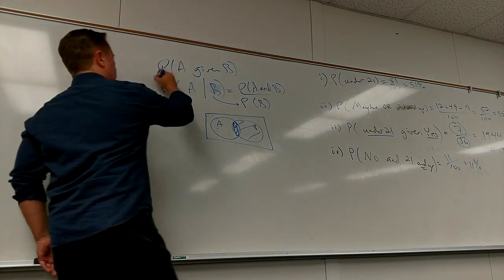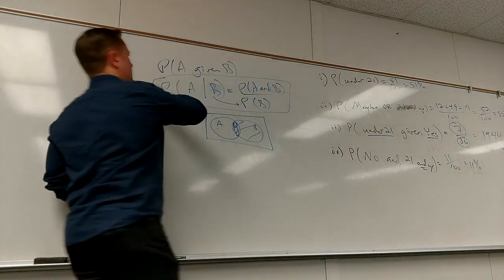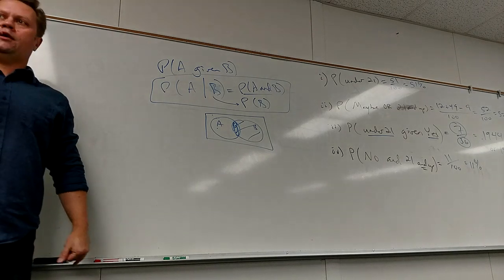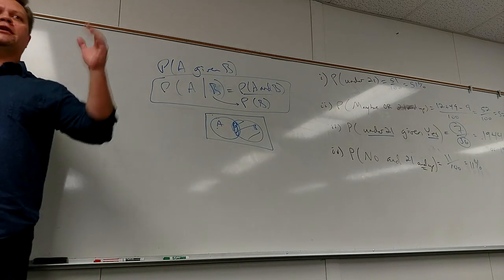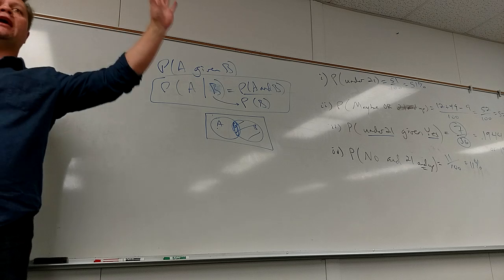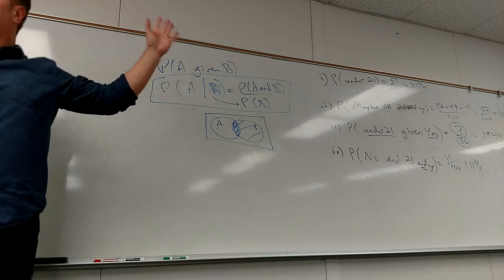So there's a formula for "given." That formula looks disgusting. It looks much harder than what we did, because we had a specific situation where I could just count what I needed. I didn't need a formula.